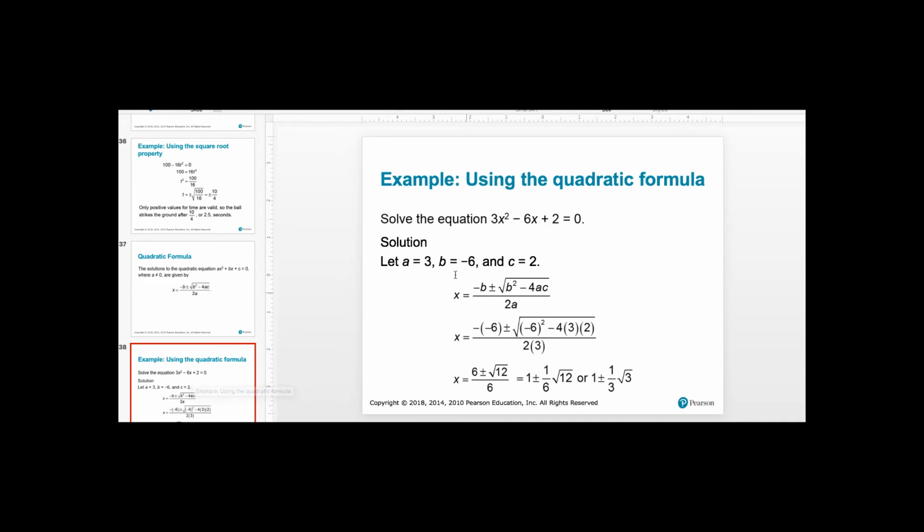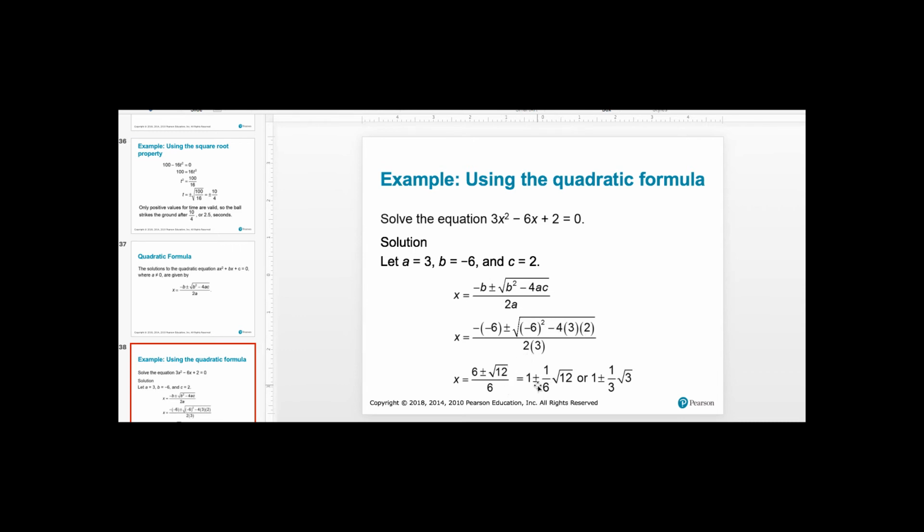I'm not going to talk about each thing being plugged in, but you can see the coefficients being pulled out, and then you can see them being plugged in, and then there's some simplification that happens. So the opposite of negative 6 is 6. Negative 6 squared is 36. And then 4 times 3 times 2 is 24. So 36 minus 24 ends up being 12.